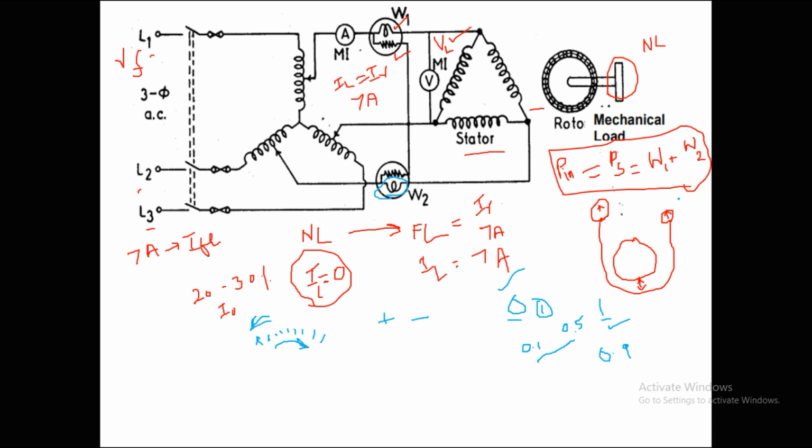But remember, even though the calculation for input power is W1 plus W2, at no load condition we have interchanged the terminals of wattmeter 2. So the formula will be W1 plus or minus W2, because this minus sign indicates the terminals were interchanged in wattmeter 2. So this is going to be the total power at no load condition.